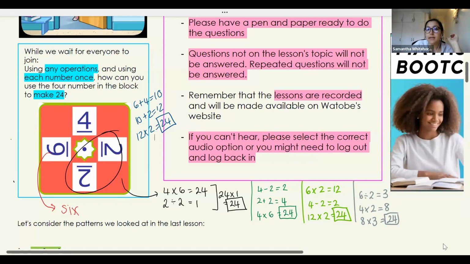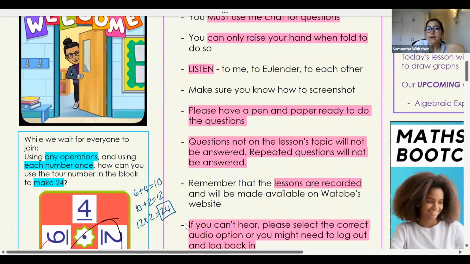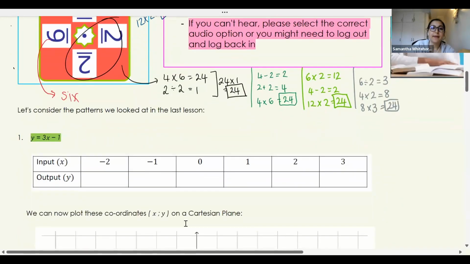Alrighty, so guys, let us have a look at what we are going to chat about today. Remember, the section that we're currently looking at is functions. And today we're actually going to start drawing some graphs, which is really fun.